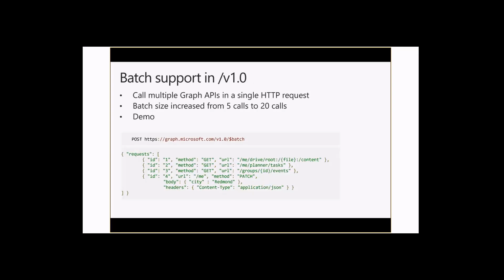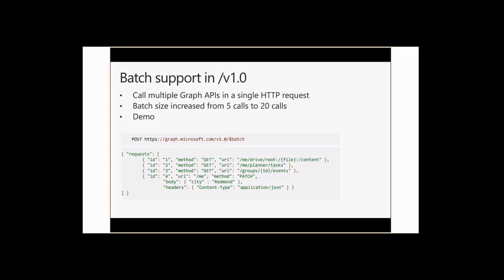Next, we have batch support in V1. For a good amount of time, we've had batch in beta, which allows you to make multiple requests in a single request body. So you can specify, I want to make a request to OneDrive and maybe users, maybe even events, all in a single request. The thing to note here is each of these requests is treated as if it was made independently. So this is really akin to making all of these requests in parallel, but being able to do it in a single transaction.